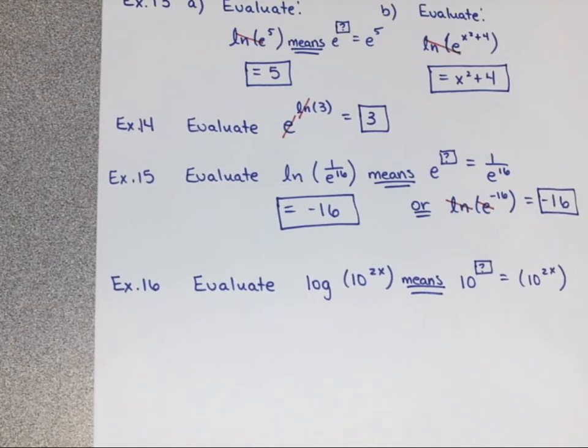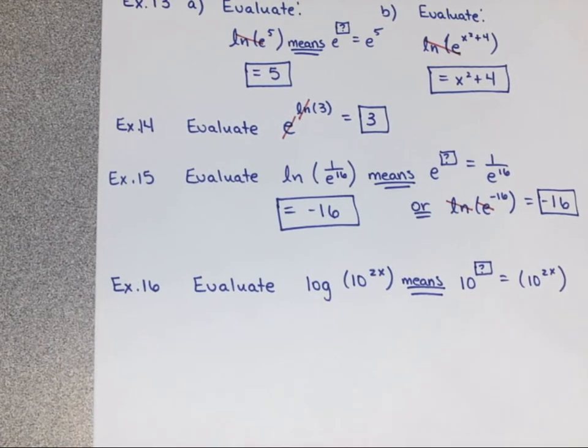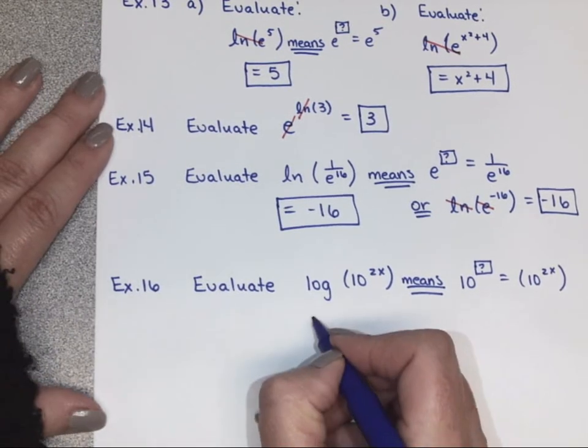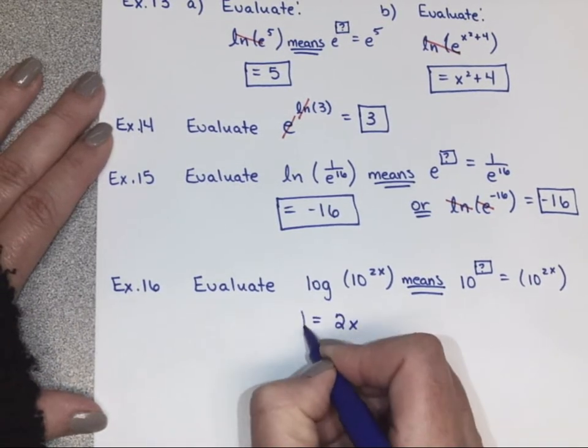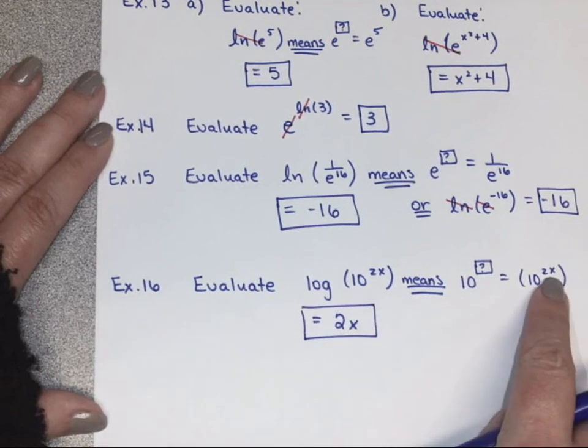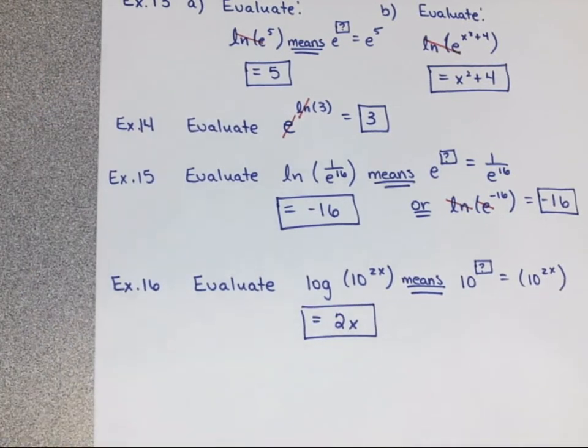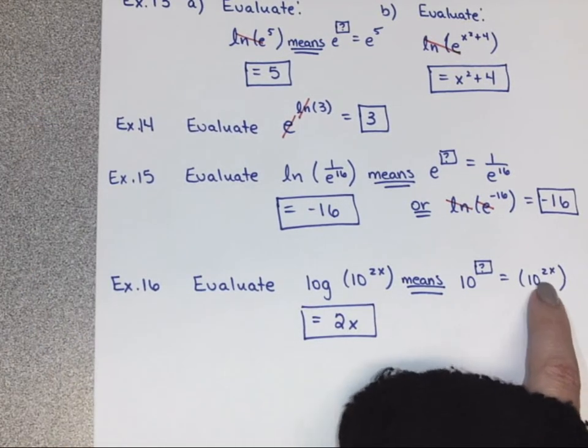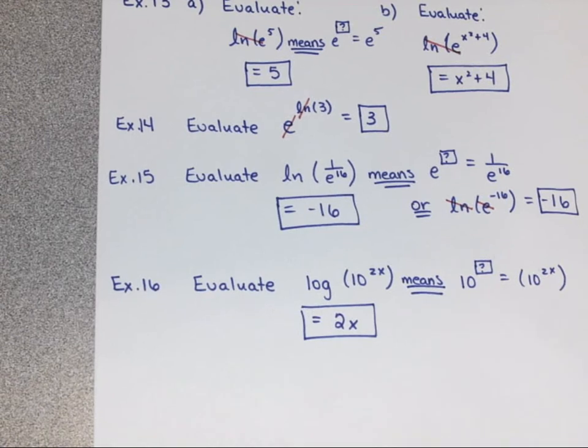The 10's already matched. So what does the exponent need to be to match what we have over there? 2x, so that it matches, right? It's almost a goofy question. What do I need to raise 10 to the power of to give me 10 to the 2x? Well, the answer is I need to make it a 2x so that it matches the right.